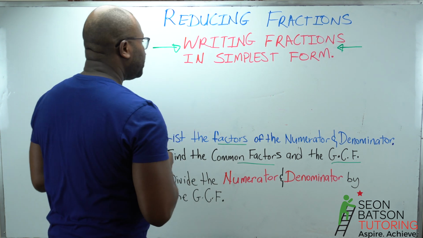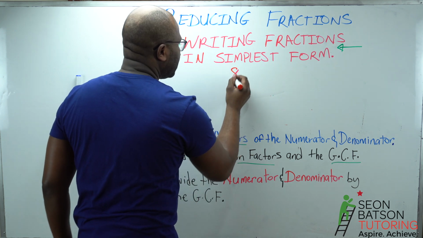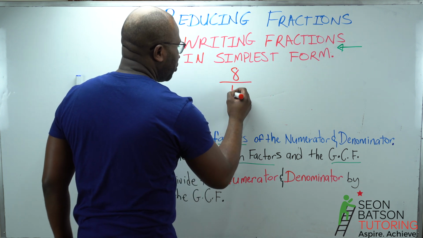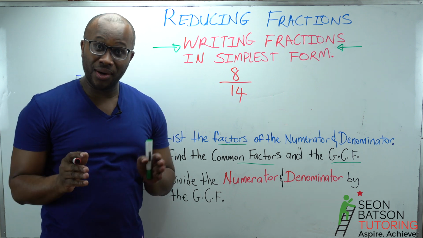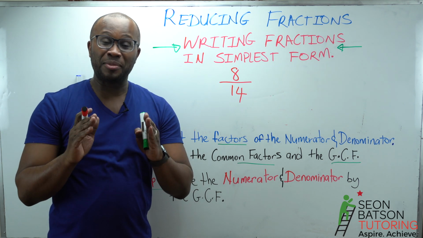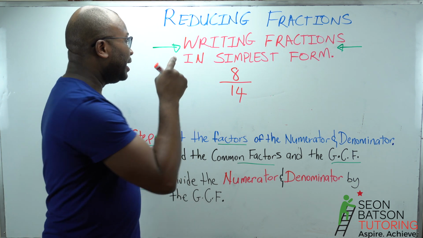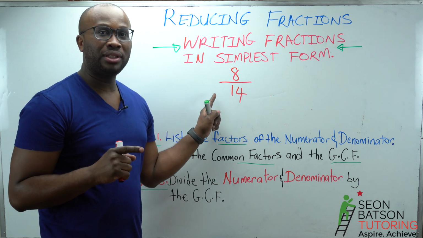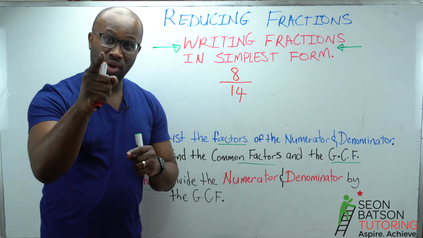Let us try putting 8 over 14 in simplest form. So, for all of my students who are really good with their times tables, I'm going to give you a challenge. Can you think of the greatest common factor for 8 and 14? Write it down. We'll come back and see if you are correct.